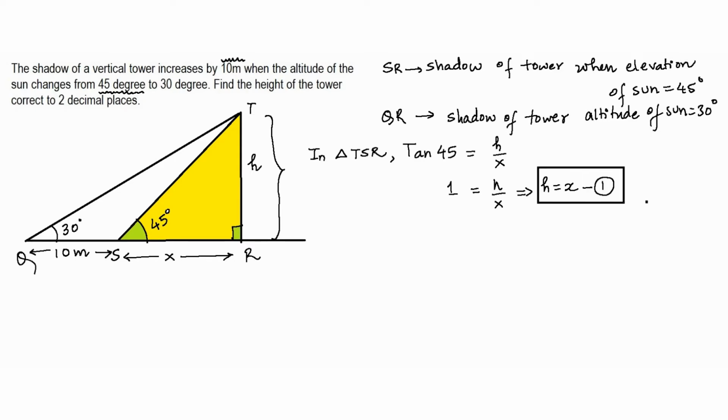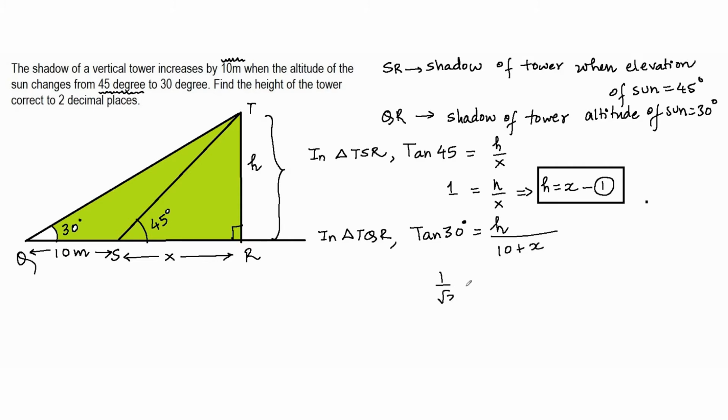Now let me take the second triangle. Of course, I cannot pick triangle TQS because it is not a right angle triangle. I will have to pick the complete triangle TQR. So I can say that in triangle TQR, with respect to 30 degrees, now that I am taking triangle TQR, you should forget about the 45 degree and the line segment TS. So consider this triangle as a whole. I can say that tan 30 degrees is equal to the opposite side, which is H, divided by the adjacent side. So the adjacent side QR is going to be 10 plus X.